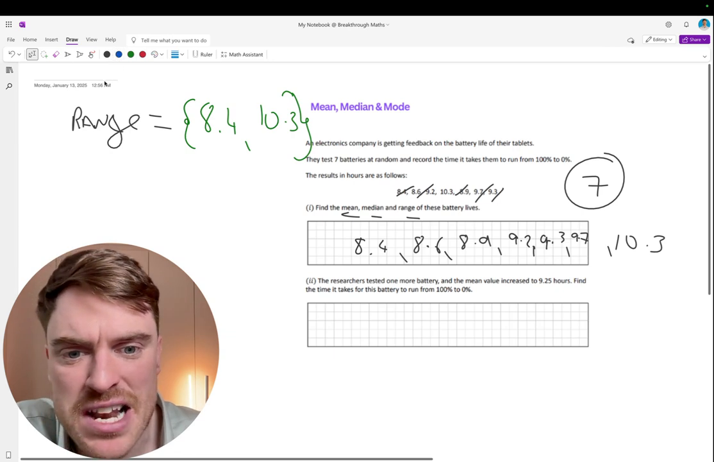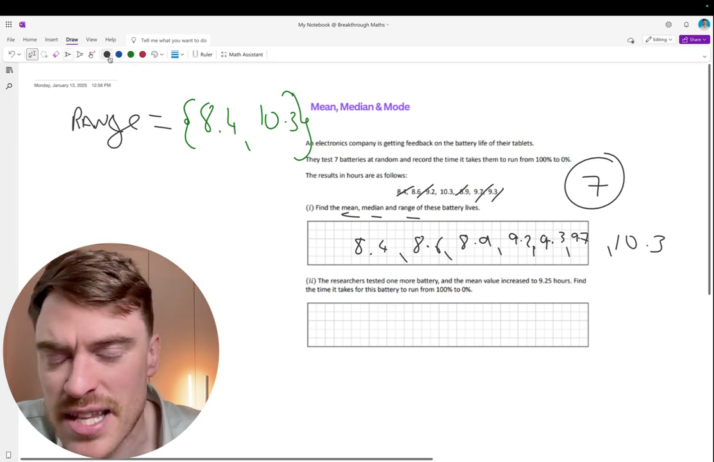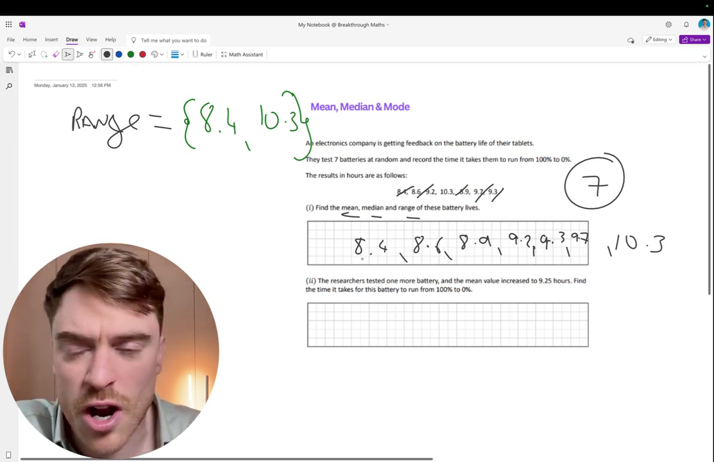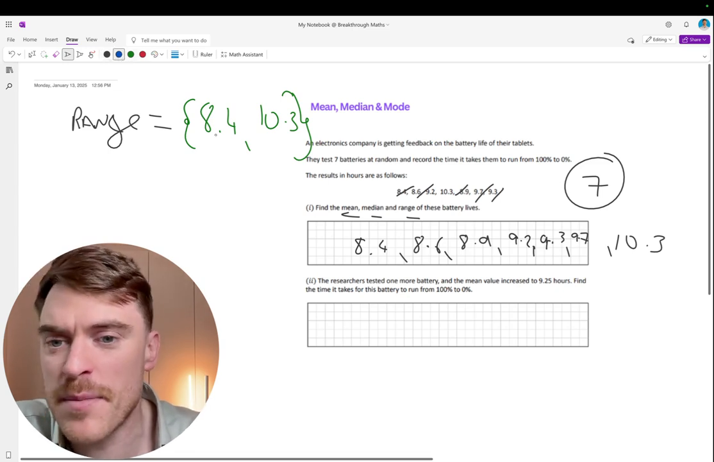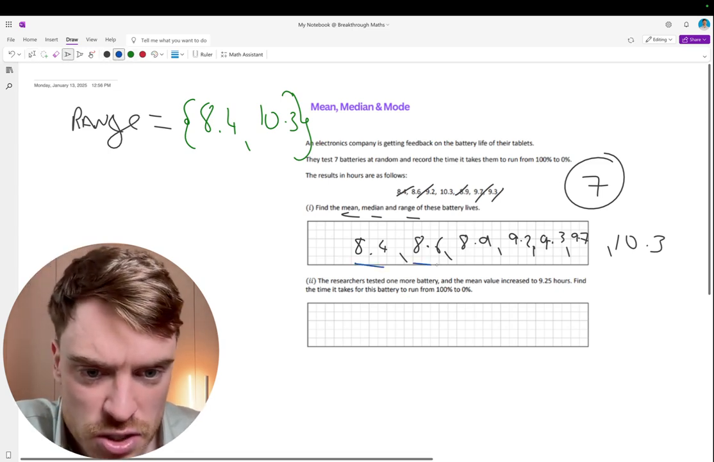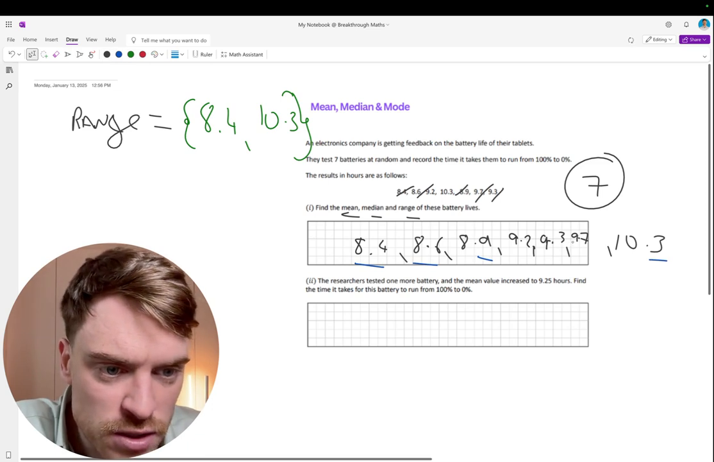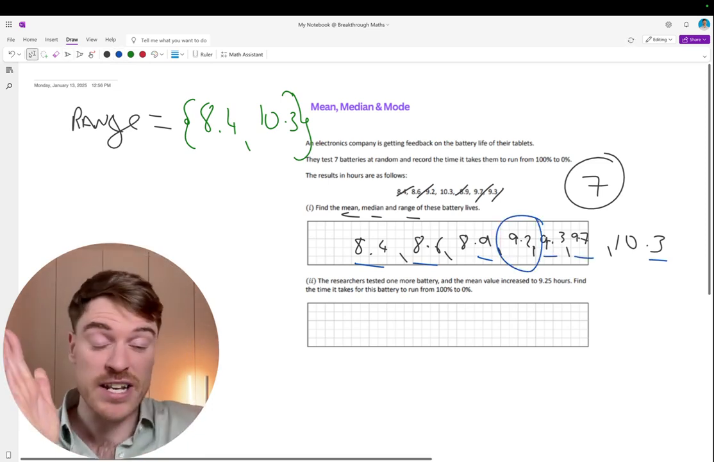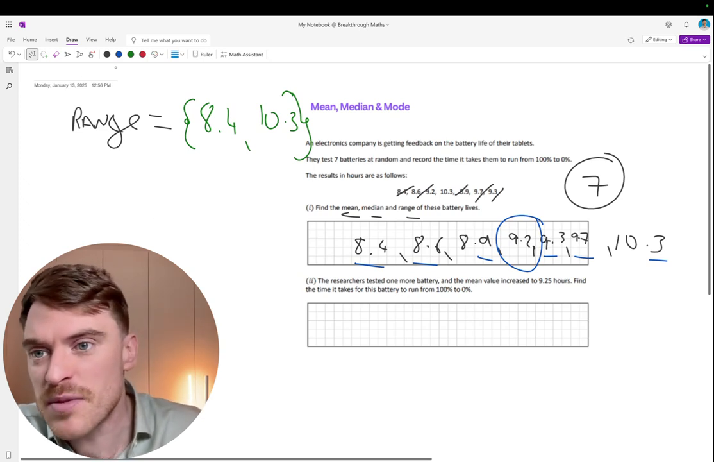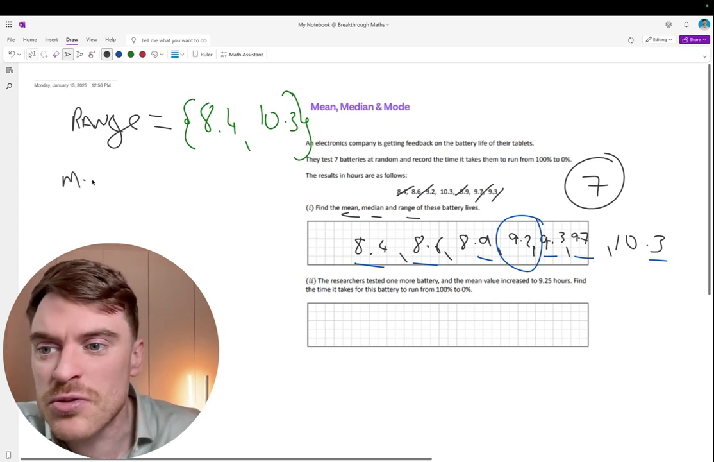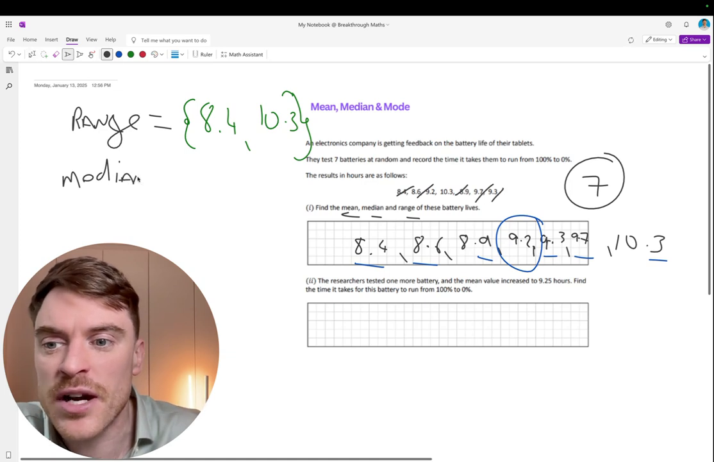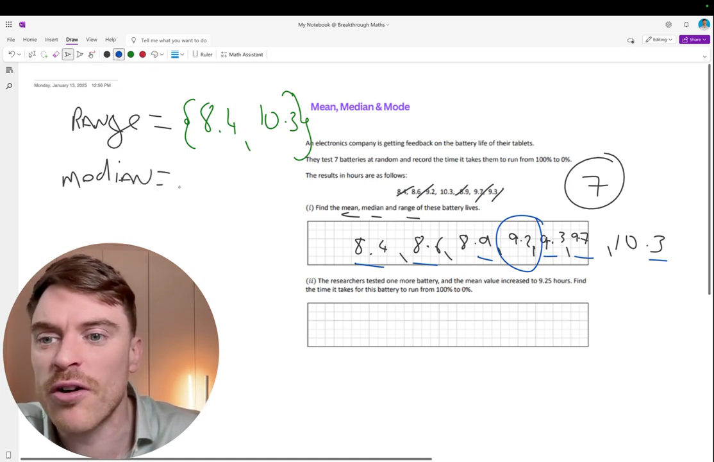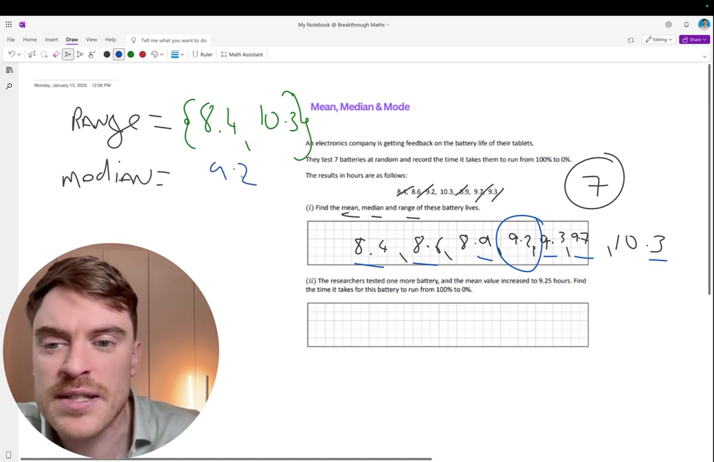The median is the middle number. And this is 7, so go across. If you go up 3, so the number in the middle, 1, 2, 3. Go back 3, 1, 2, 3. This is the middle number, 3 either side. It's right in the middle. It's 9.2. So the median is 9.2, and you have to put them into order first.